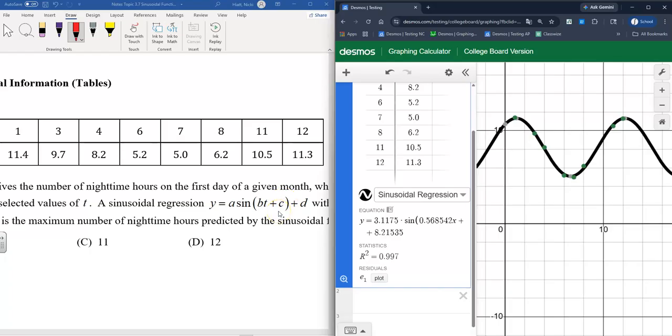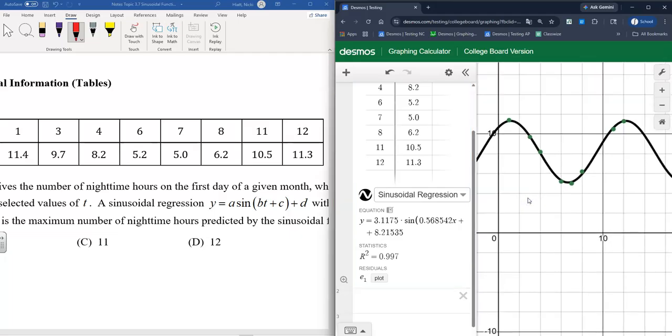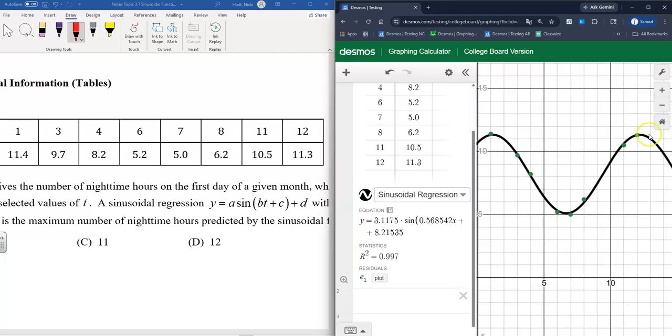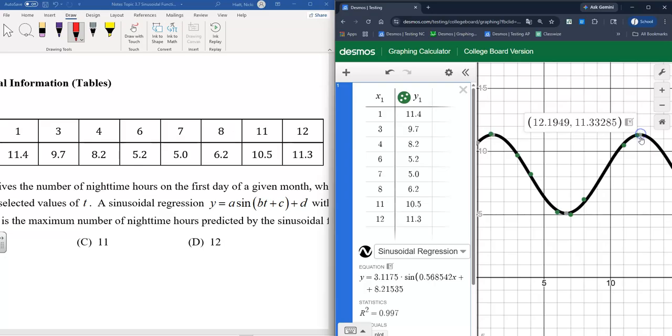So you just have to be careful. It's not going to matter for what they're asking us here. But be careful, C is not your phase shift here. You would sort of have to factor out the B, or you could type in what we usually use there. So when I put this in, I can see here that this is, I don't like this question, really.